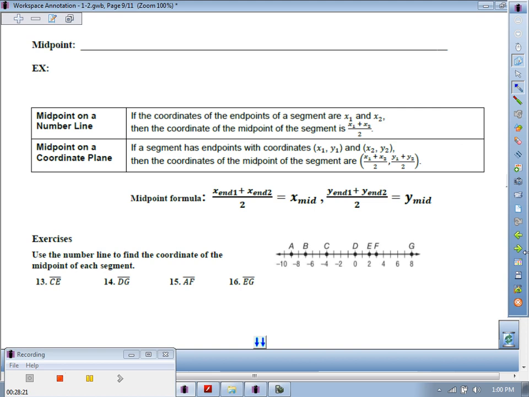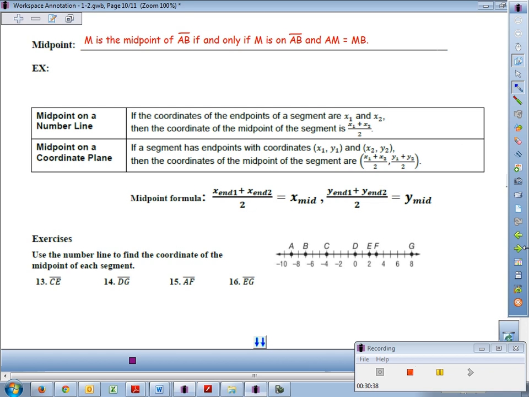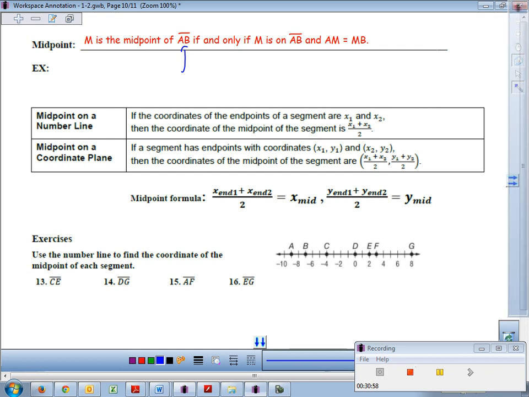Midpoint. M. Notice what kind of letter M is. What kind of letter is that? So that's point M. I just say it out loud as M anymore, but M is the midpoint of, what does that say? Segment AB. M is the midpoint of segment AB if and only if point M is on segment AB, if and only if M is on segment AB.